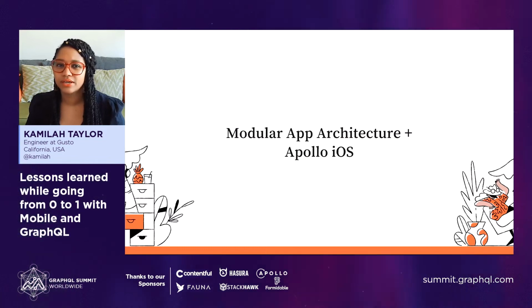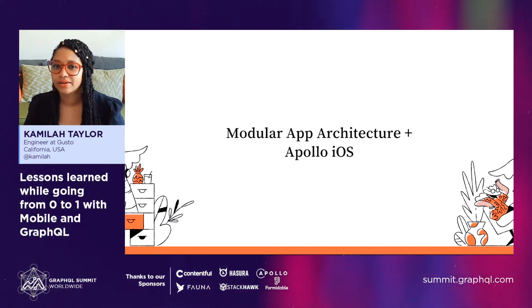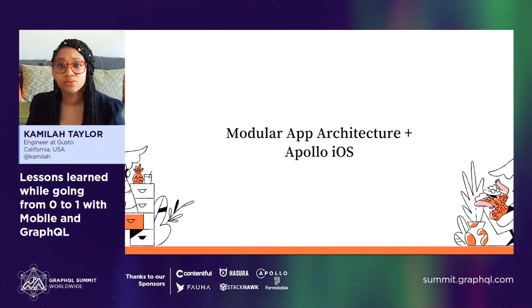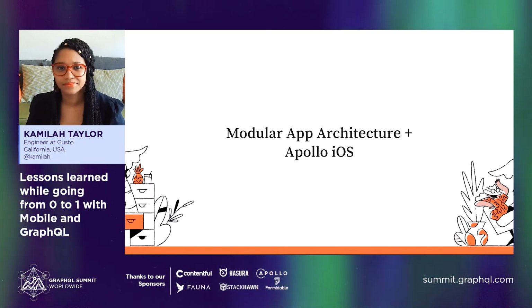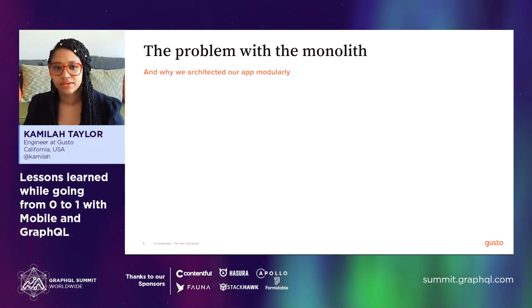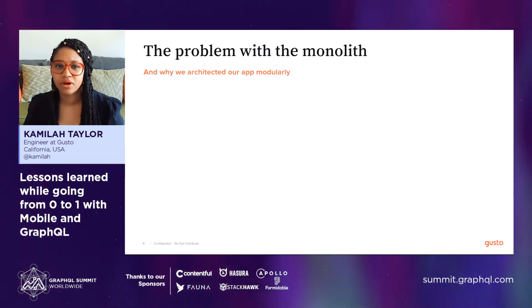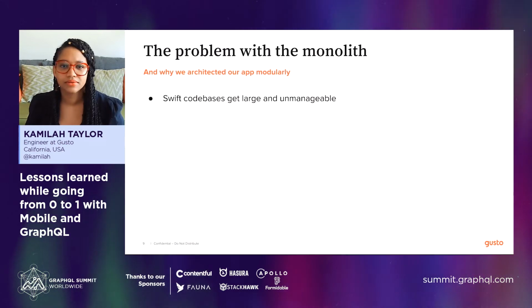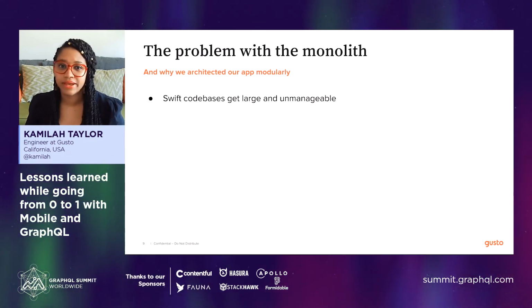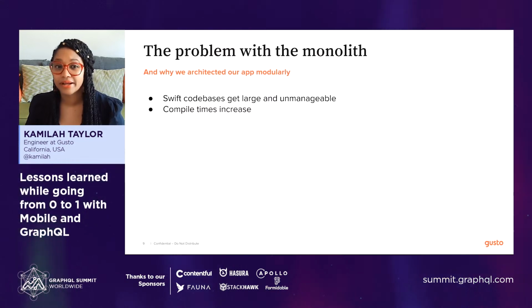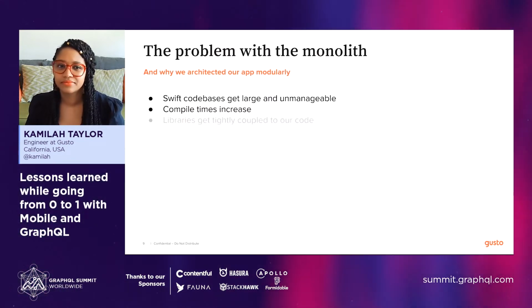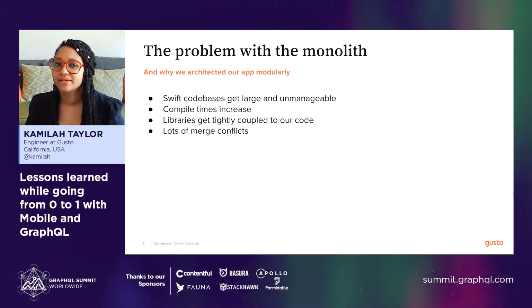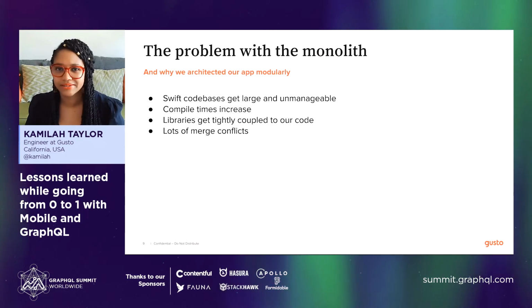We were in a world of trying to figure out what goes where, because we already knew that we wanted a modular app architecture and that we also wanted to use Apollo iOS. For a little context here, the problem with a monolith iOS app is generally well known. Swift codebases get large and unmanageable. Compile times increase. Libraries get tightly coupled to the code. And the team starts to experience a lot of merge conflicts.